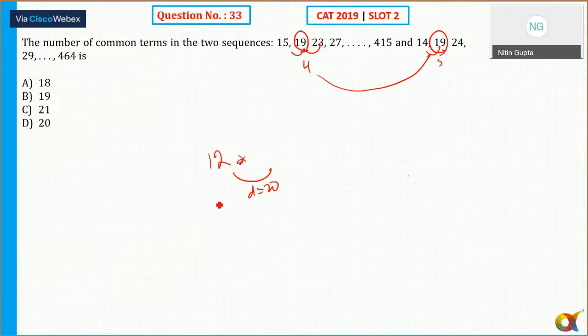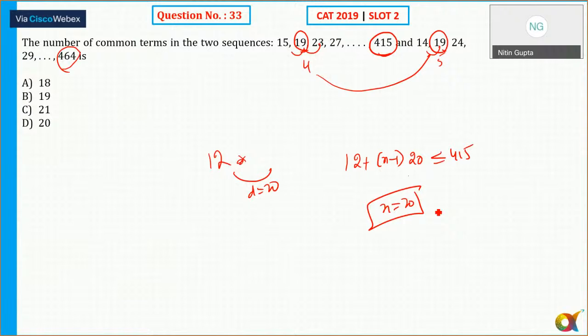So the number of terms which are common: whatever terms there will be, the term should be less than the minimum of 415 and 464. So 415 here. Okay, so solve this, you'll get the value of n. Easy one. Any doubts to anyone in question number 33?